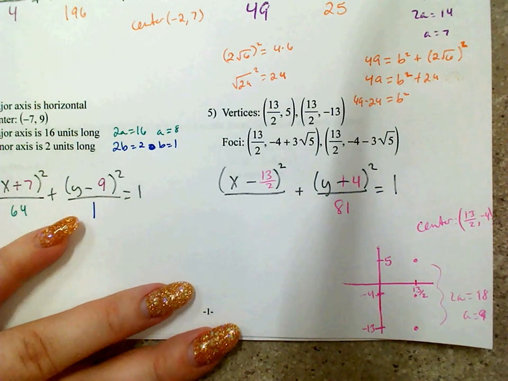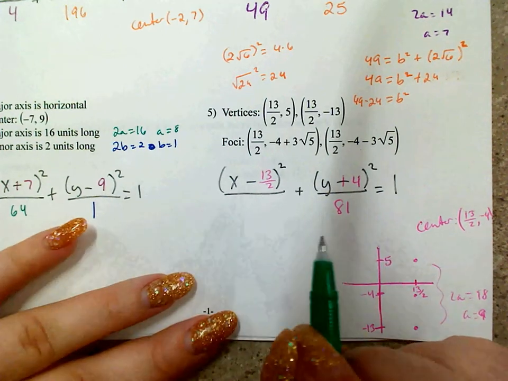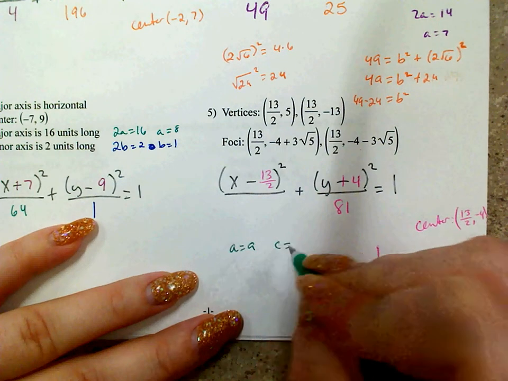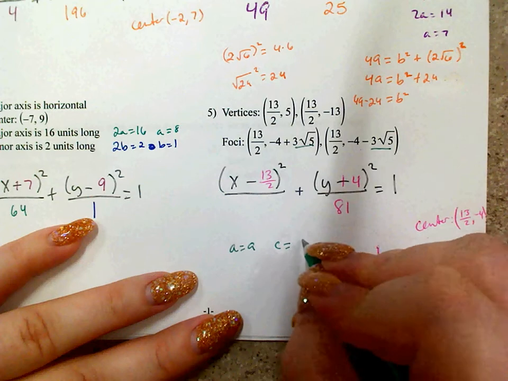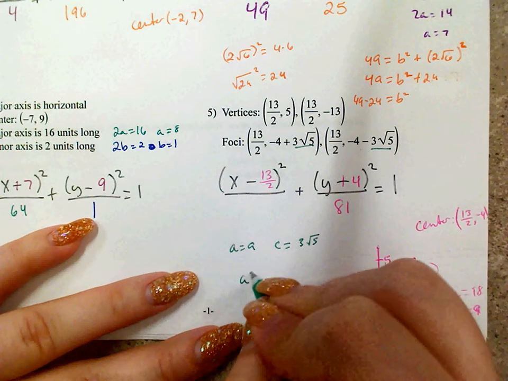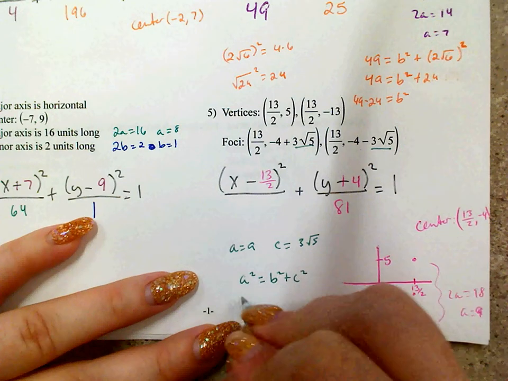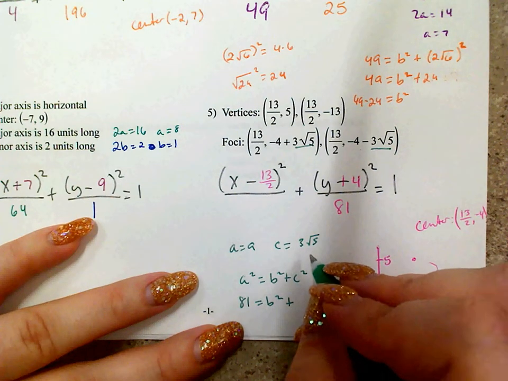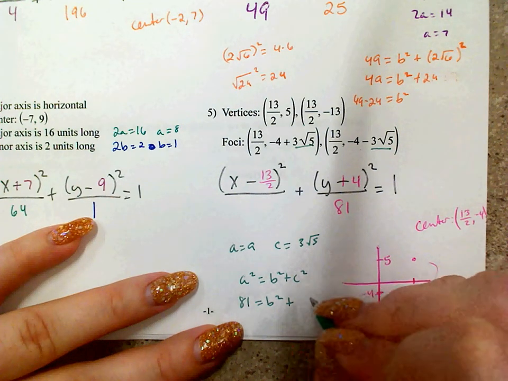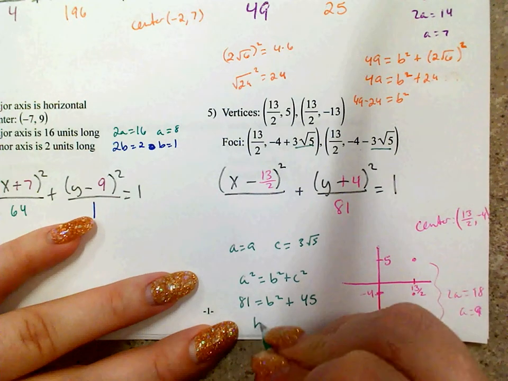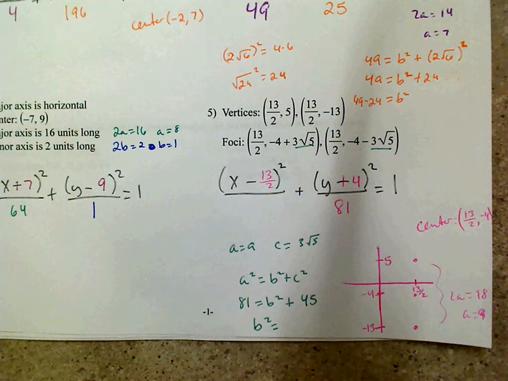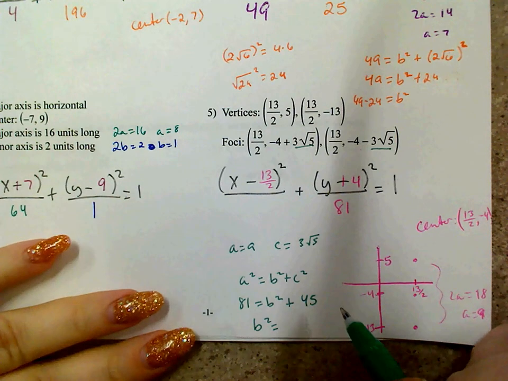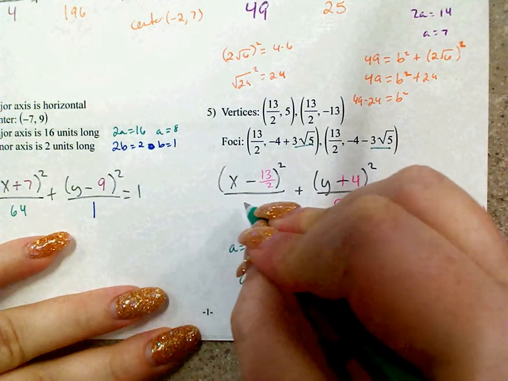Last thing I need to solve for is c. So not c, I know c. I need to find b, because I need b squared. So I know a is 9, and from the foci, I can tell that c is this distance, 3 square roots of 5. So if a squared equals b squared plus c squared, then 81 equals b squared plus 9 times 5. If I square 3 square roots of 5, I square 3, I square square root of 5, and that's 9 times 5, which is 45. So I subtract 45 over, b squared equals 81 minus 45, which is 36. Yeah, and there we go.